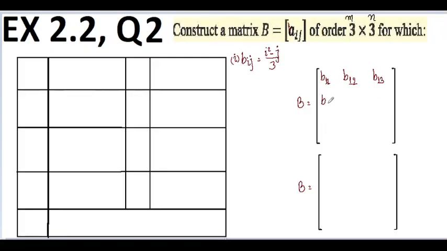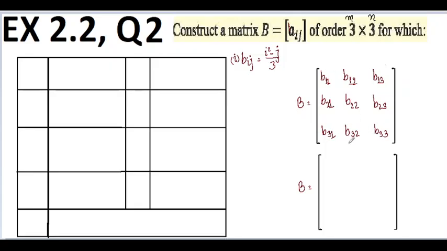Now here, B second row: this is row number 1, this is row number 2, second row, and then the first column. This is B second row and second column, B second row, third column. B third row: this is the first row, this is the second row, this is the third row, and first column, this is column number 1. B third row, second column, and B third row, third column. How third column? Because this is column number 1, column number 2, and column number 3.